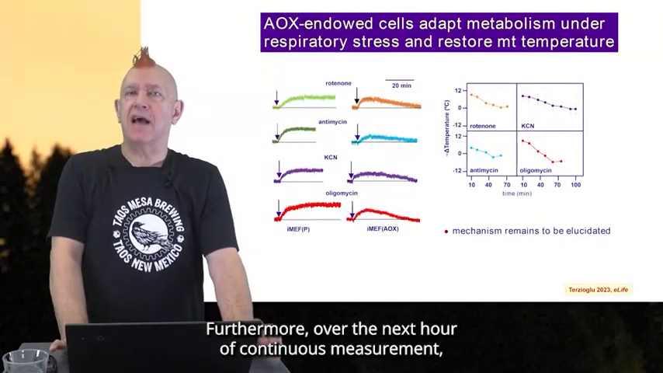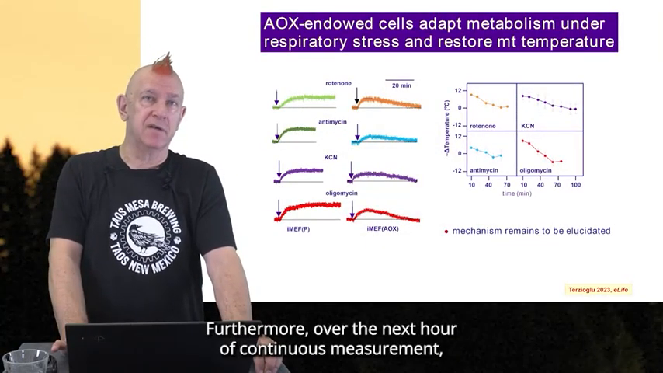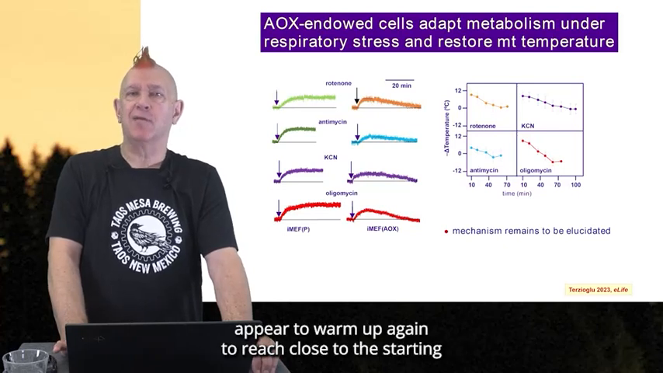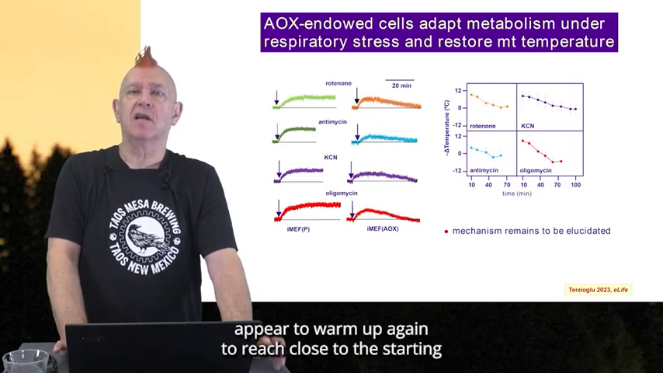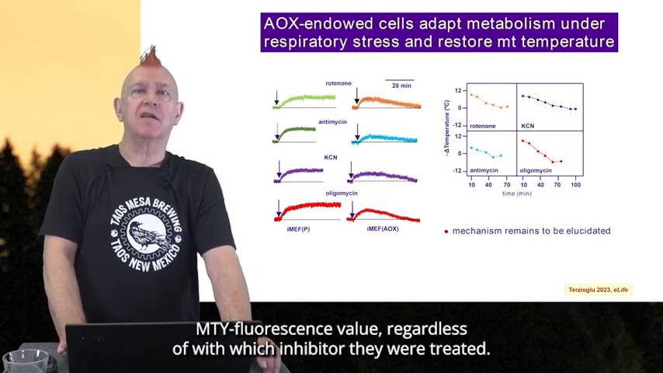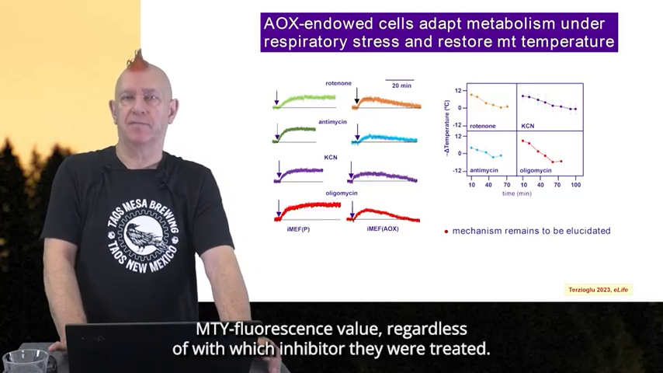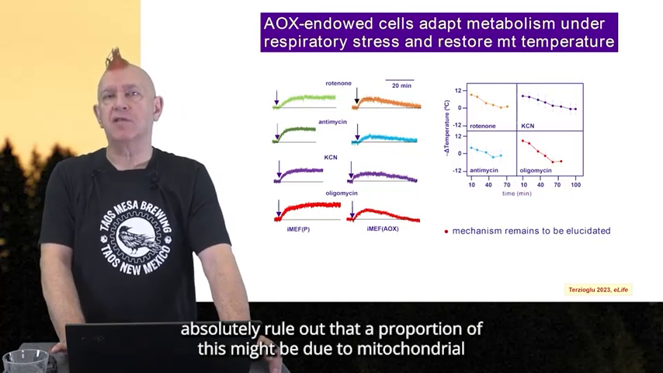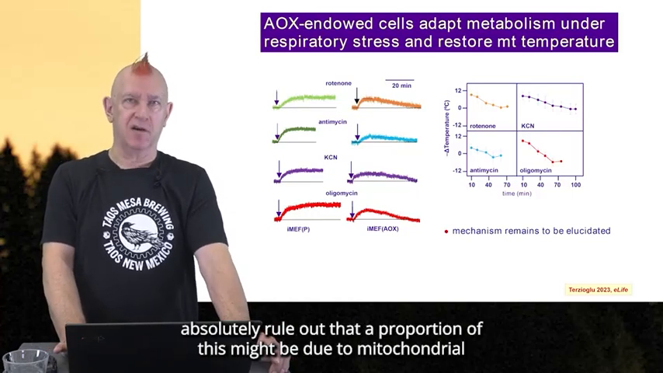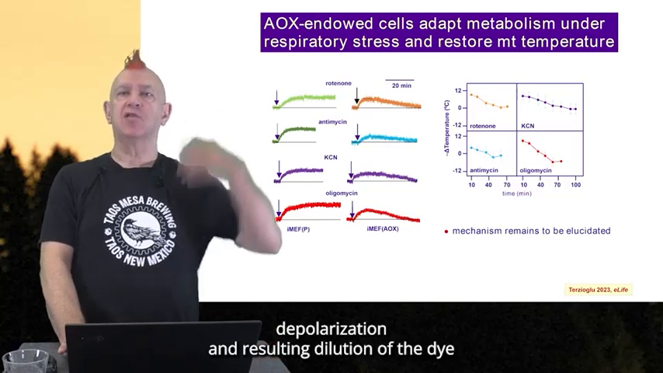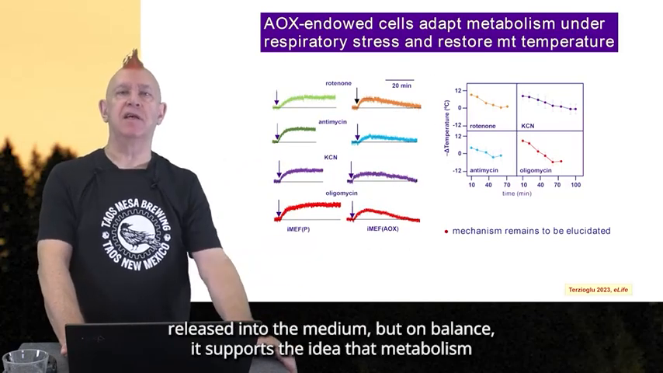Furthermore, over the next hour of continuous measurement, the mitochondria of AOX-expressing cells appear to warm up again to reach close to the starting MTY fluorescence value, regardless of which inhibitor they were treated with. Of course, we can't absolutely rule out that a proportion of this might be due to mitochondrial depolarization and resulting dilution of the dye released into the medium.